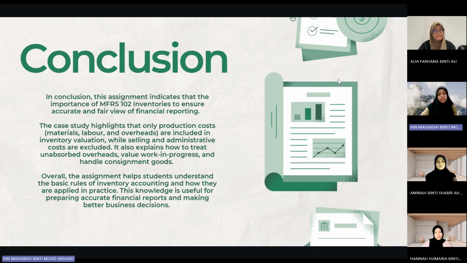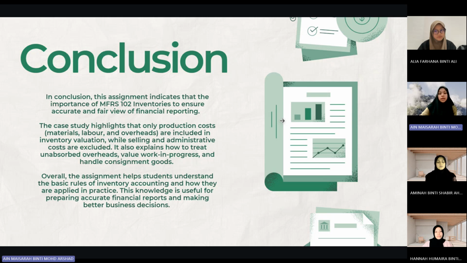So, in conclusion, this assignment indicates the importance of MFRS 102 inventories to ensure an accurate and fair view of financial reporting. The case study highlights that only production costs, which are materials, labor, and overheads, are included in inventory valuation, while selling and administrative costs are excluded. It also explains how to treat unabsorbed overheads, value work in progress, and handle consignment goods.